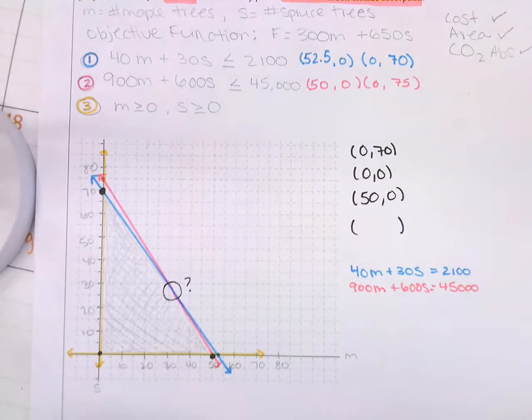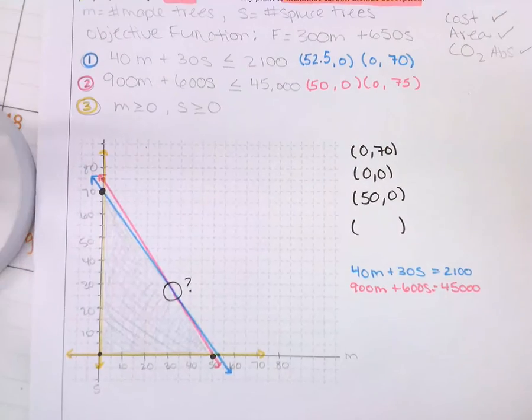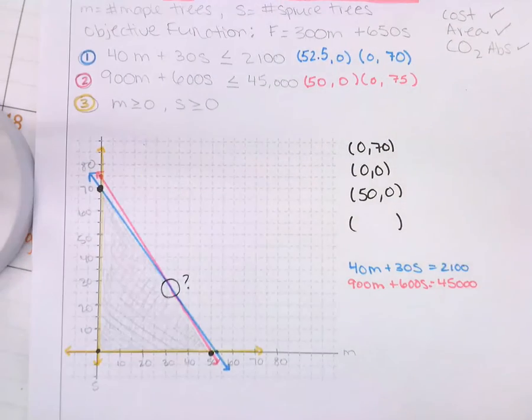Where'd you get this? These are the equations. What's at the top? Oh, you're doing objective. We're not doing the objective. We're doing 1 and 2.